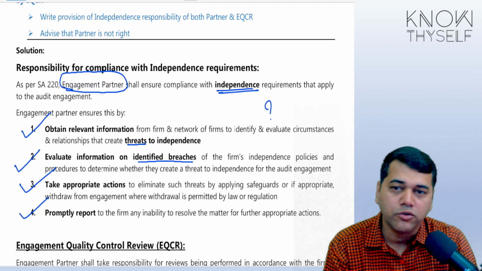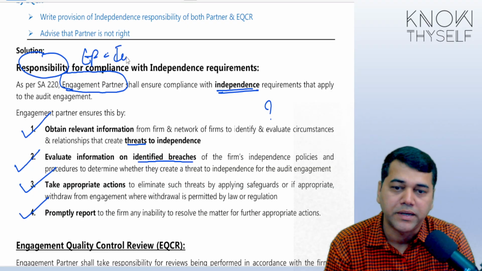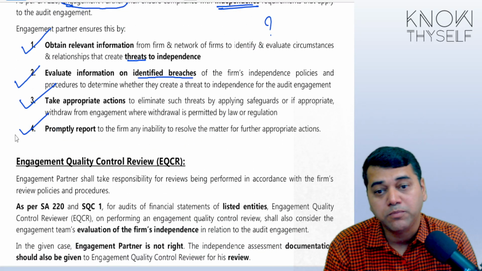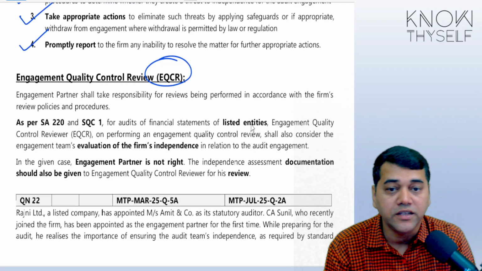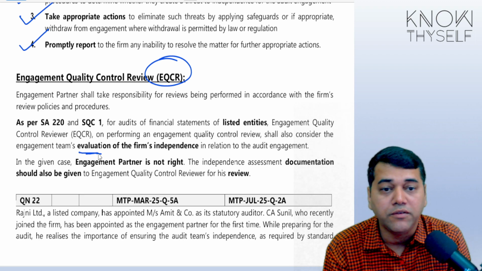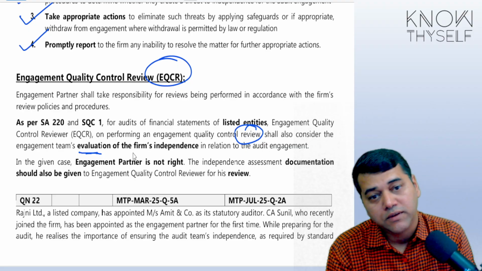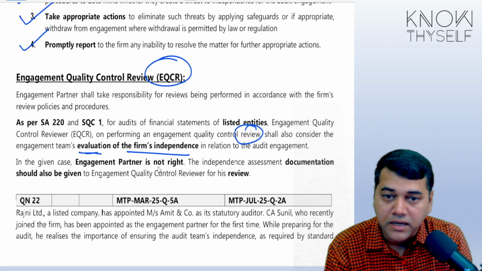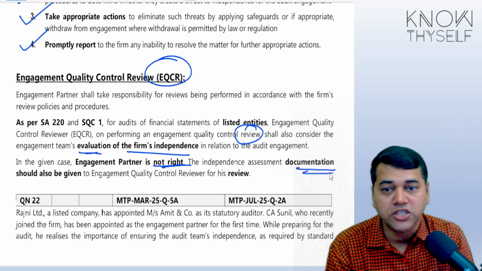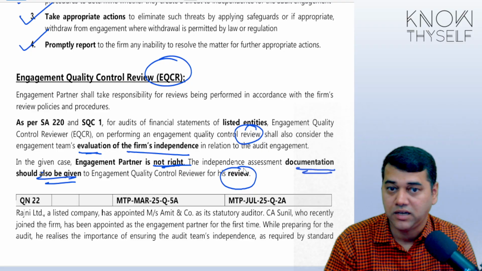First part, you have to write about the responsibility of the engagement partner with regard to independence. Then, what is the responsibility of the EQCR related to independence? First thing, for a listed entity, EQCR is mandatory, and the engagement team has to evaluate. So the quality control reviewer just has to review whether the team has done that evaluation or not. So in the given case, the engagement partner is not right. The documentation should be given to the EQCR for review, not for assessment. I hope you are clear.